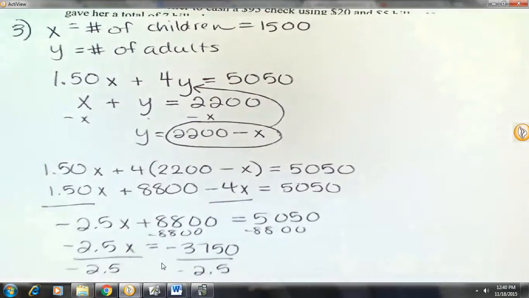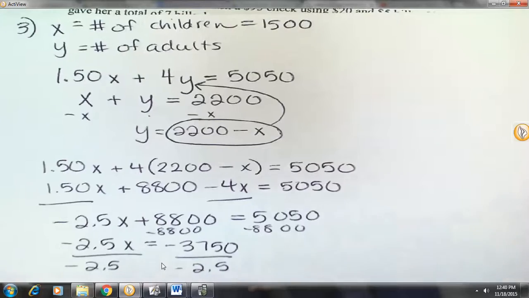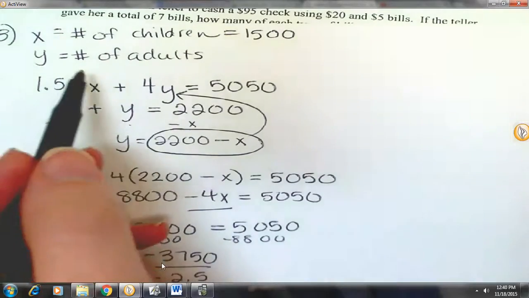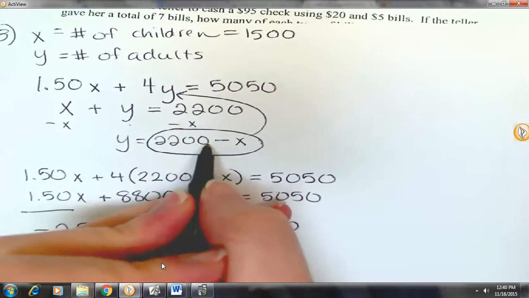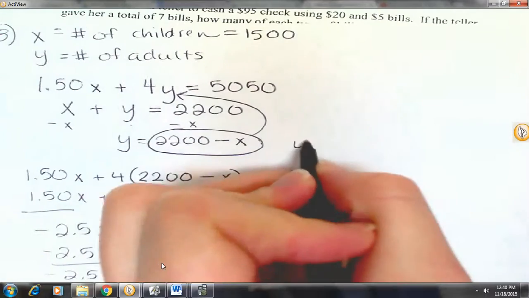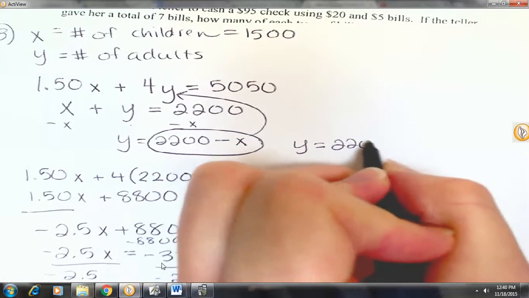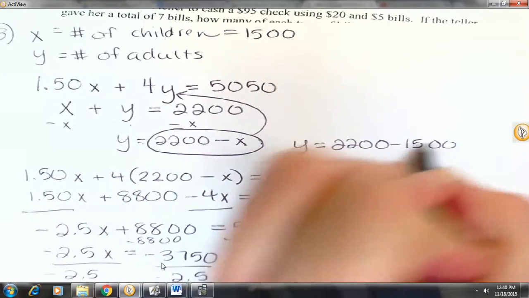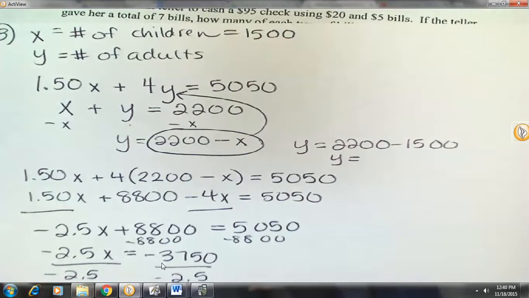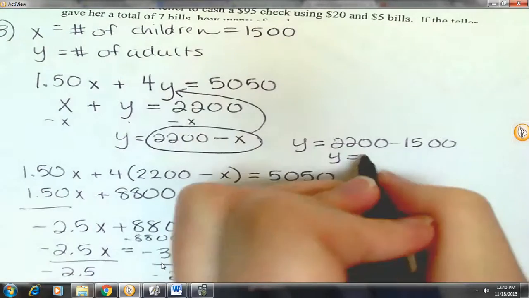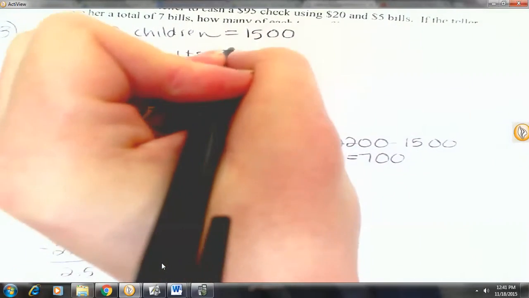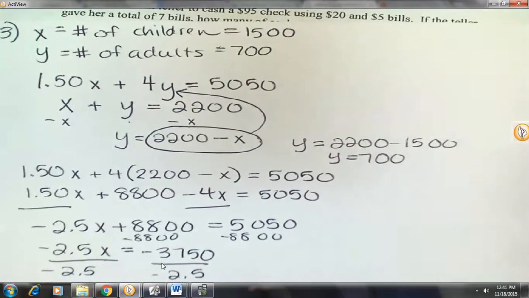That seems reasonable. We know that there was a total of 2,200 people, 1,500 of them being children. The number of adults, I'm going to put 1,500 right here into this equation for x and solve to figure out the number of adults. So 2,200 minus 1,500 is 700. 700 adults. Now that we've solved our system, let's go ahead and write a sentence to answer the question.